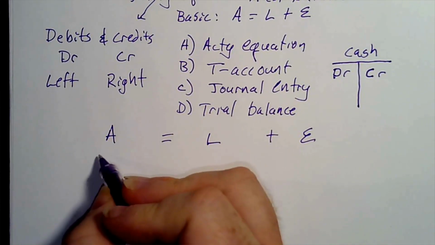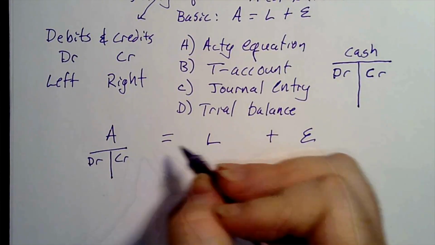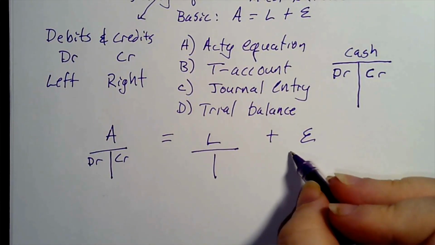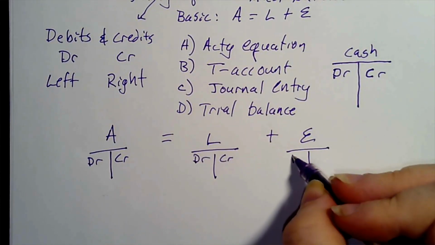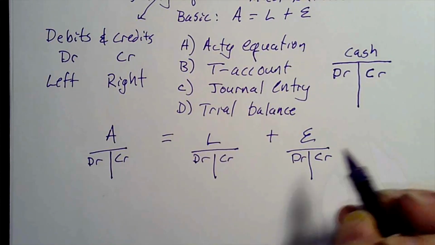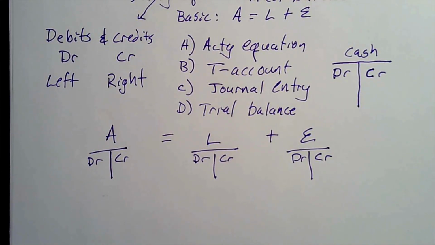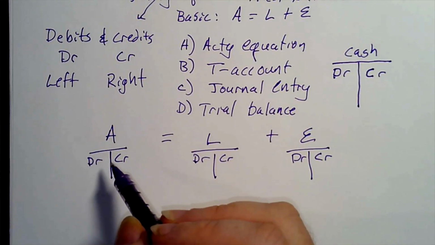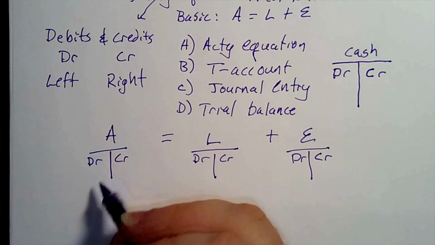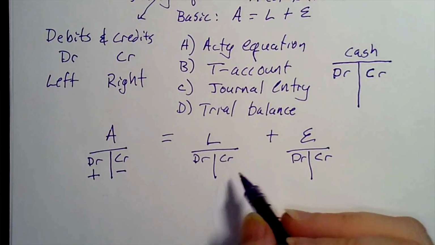So for all the different assets, and I'm just going to put assets as a T account here, all the liabilities, all the various equity accounts, no matter where they are on the accounting equation, the debit side is always going to be the left, and the credit is always going to be the right. Now, this is where things get a little tricky. Situationally, the positive side, or the side that increases the account for assets, is the debit side, and the credit side decreases. But it's the reverse over here.